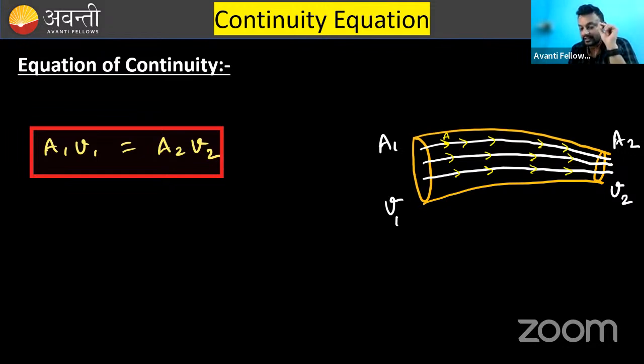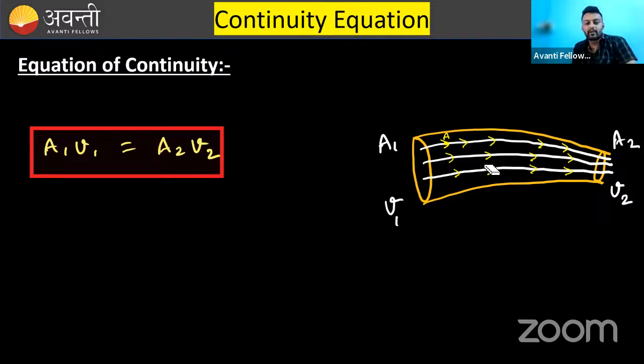It's not mentioned that they are flowing in a straight line. No, it's not mentioned that they are flowing in a horizontal direction. No, they must follow the same path. If one particle is going in an upward direction, then the particle following it will also move in this direction. This is known as streamline flow.